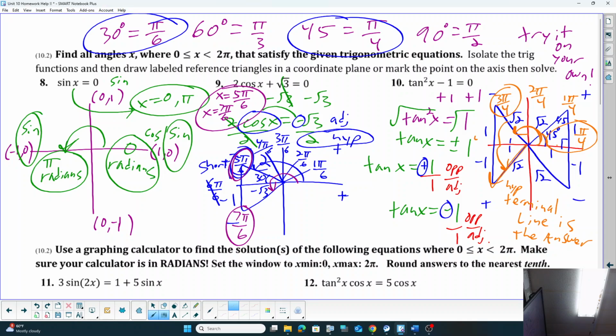So 3 pi over 4, 4 pi over 4 reduces to pi, and then 5 pi over 4 is our other answer. And then 6 pi over 4 is next. And then 7 pi over 4 is our other answer. So we got 4 answers going on here. So pi over 4, 3 pi over 4, 5 pi over 4, and 7 pi over 4. These are our 4 answers.